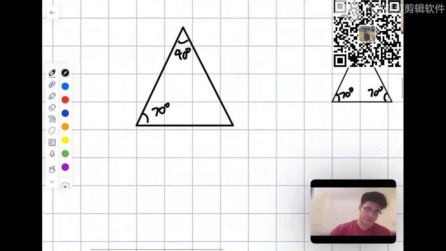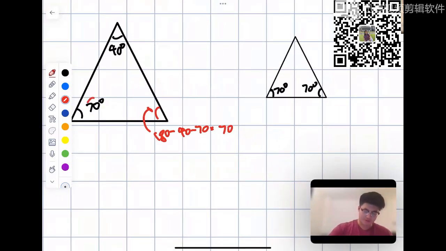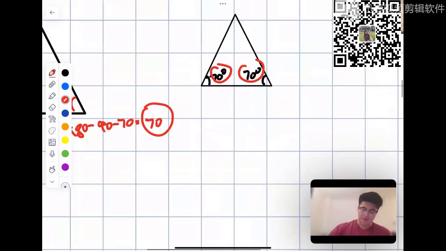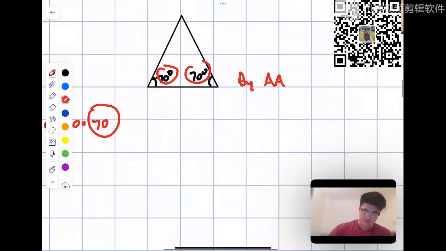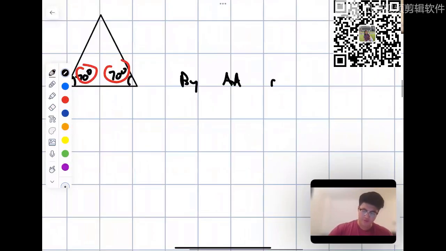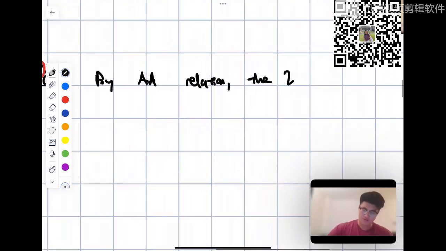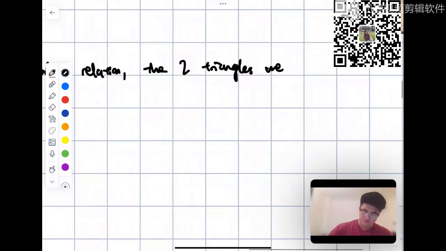Because you can look at this one is 180 minus 40 minus 70 equals 70. But since you know that this 70 and this 70 are equal to this 70 and this 70, then by the AA relation, let me write this in black actually, the two triangles are similar.